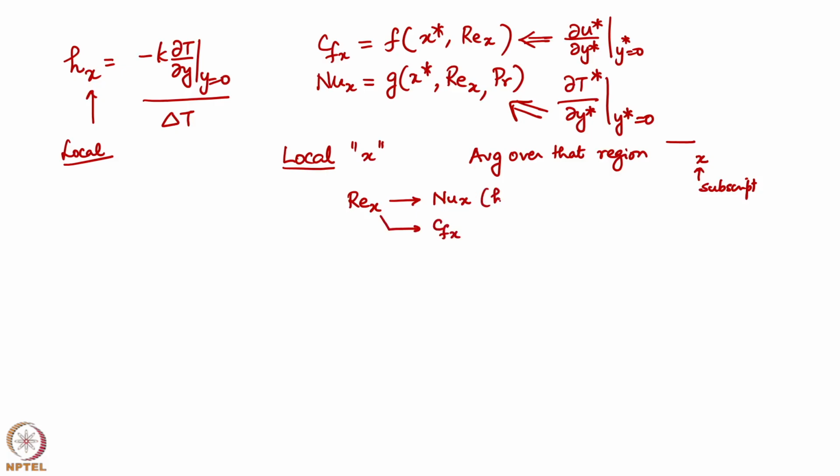This would correspond to local heat transfer coefficient. This would correspond to local wall shear stress. If I want average values, you will do the Reynolds number at that location only, but you will evaluate Nu bar, hx bar, Cfx bar. This would be the average quantities. Okay, so this is very important.